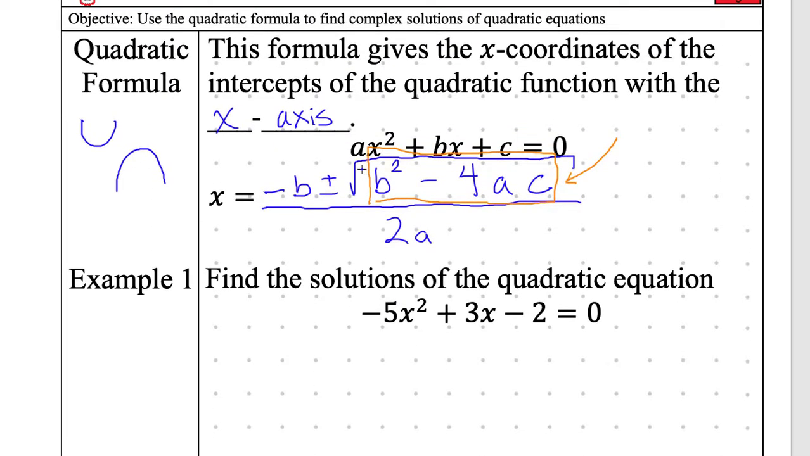All right, what are a, b, and c? What are the coefficients? What are the constants? Come on, quiet raised hand. Anna: A is -5. Label it. B is 3. C is -2. It includes that negative. Good. So we have a, b, and c. We are plugging them into our song formula.